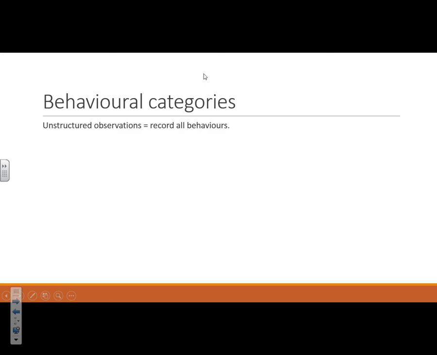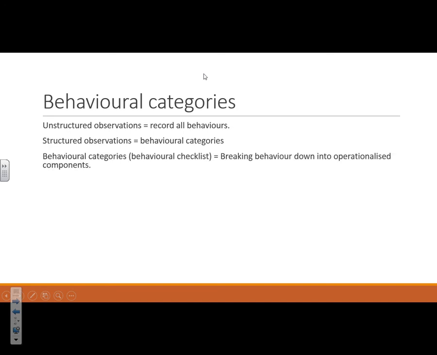Okay, behavioural categories. You've got unstructured observations, which record every single possible behaviour, and then structured observations, which is where your behavioural categories come in. Behavioural categories are essentially a behavioural checklist, breaking down behaviour into operationalised components, and the most important thing there is operationalised. So don't have them vague, like somebody looking happy, somebody looking sad. You must make it clear and precise, because what one person thinks is somebody looking happy might not be somebody else's opinion of what is happy. And you must make it measurable, you must make it countable.